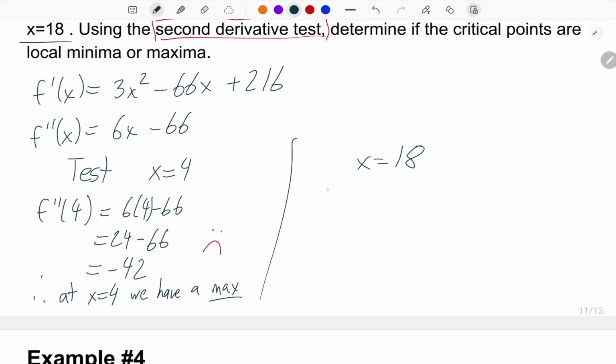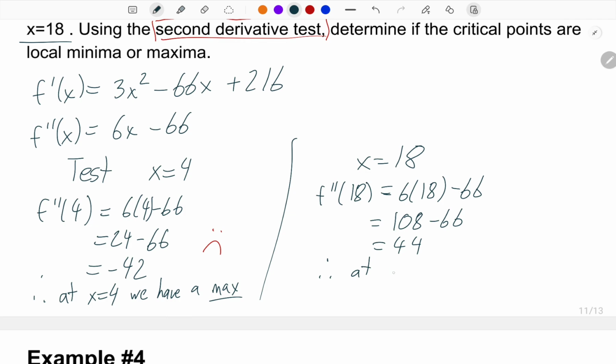And then x equal to 18. So f double prime of 18 is equal to 6 times 18 minus 66. That's going to be bigger than 0, but let's just get an actual number to that. So 6 times 18 is 108 minus 66. And that's going to be 42. Therefore, at x equal to 18, it's positive. Positive people are happy. So we're at the bottom of the smiley face, so we have a local min.